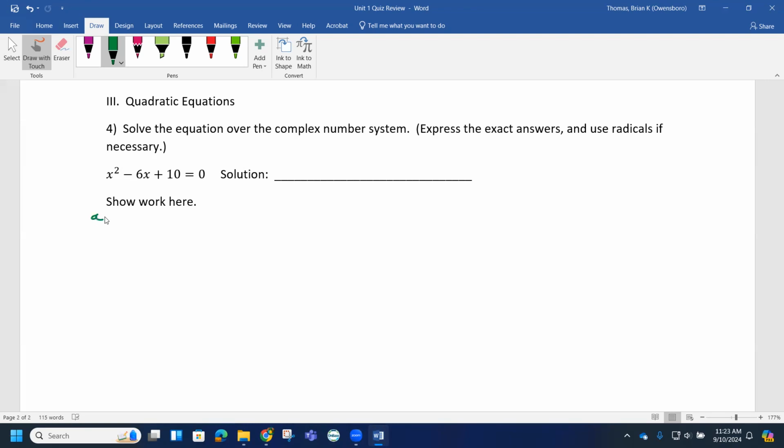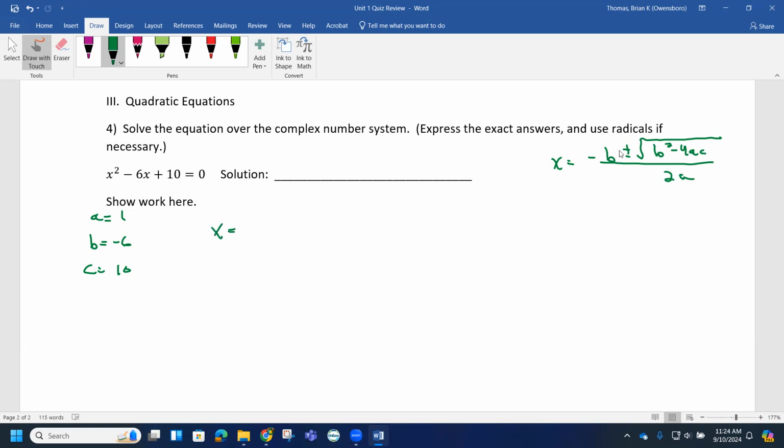So we have to identify A, B, and C. A is 1, B is -6, and C was 10. Again, over here, I can write the quadratic formula down. So x equals the opposite of b plus or minus the square root of b squared minus 4ac all over 2a. So when I substitute in, I'm going to be solving for x.